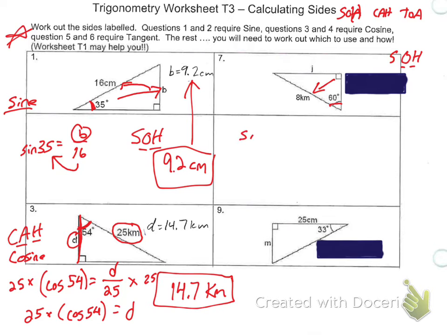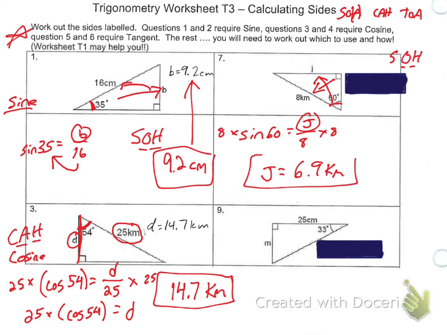So I'm going to have sine 60 is equal to opposite over hypotenuse. So it'll be, I think that's a J, over 8 kilometers. I'm going to multiply each side by 8 to get J by itself. So then J is going to equal 8 times sine 60. That's going to be equal to 6.92. So J is going to be equal to 6.9 kilometers.